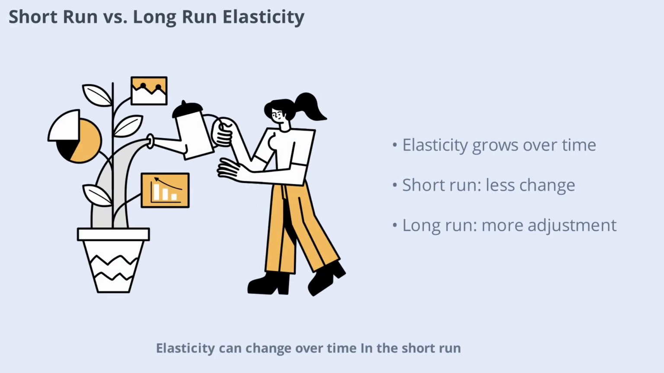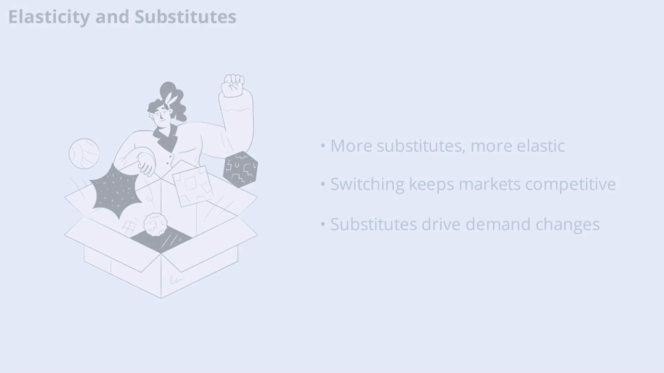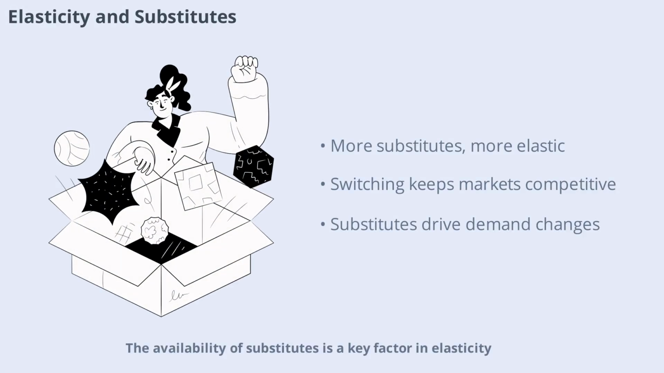In the short run, people may not adjust their behavior much when prices change, but in the long run, they can find alternatives or change habits, making demand or supply more elastic. For example, if gas prices rise, people might keep driving at first, but over time, they might buy more fuel-efficient cars. The availability of substitutes is a key factor in elasticity.